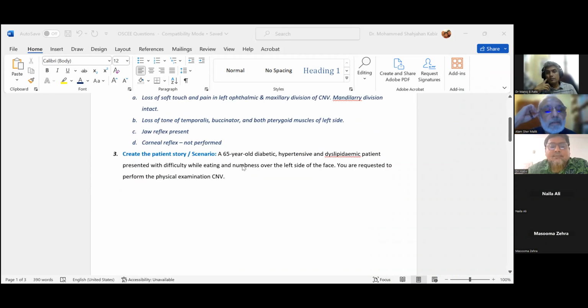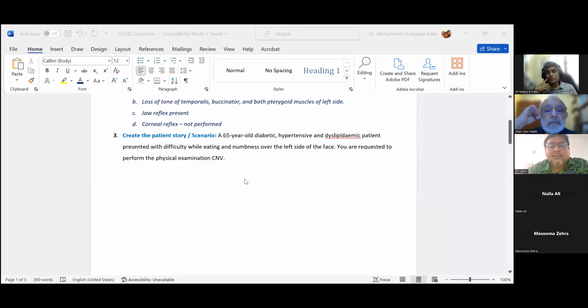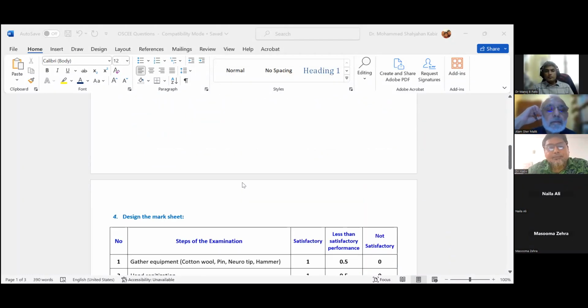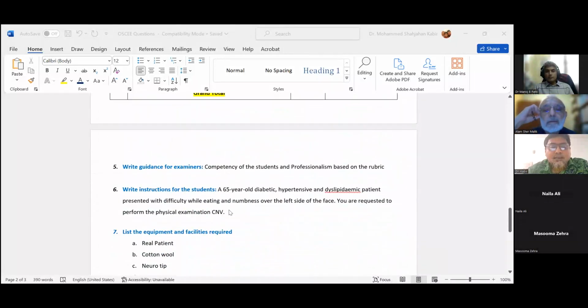And the scenario of the patient, which was for the students' instruction: a 65-year-old diabetic, hypertensive, and dyslipidemic patient presented with difficulty while eating and numbness over the left side of the face. You are requested to perform the physical examination of the 5th cranial nerve.